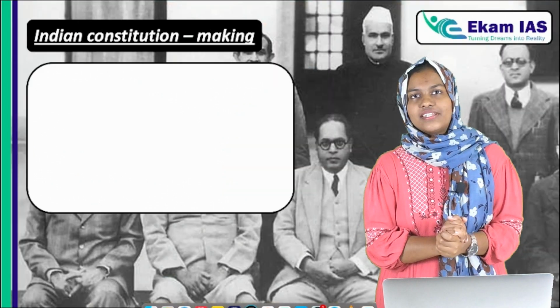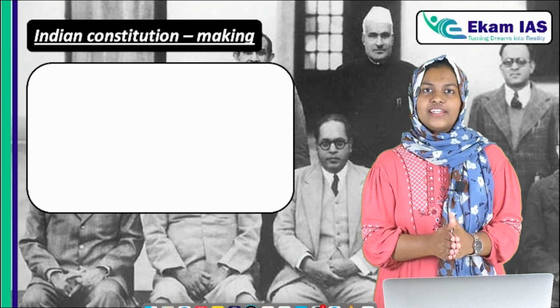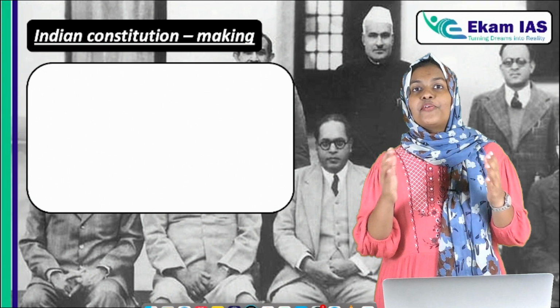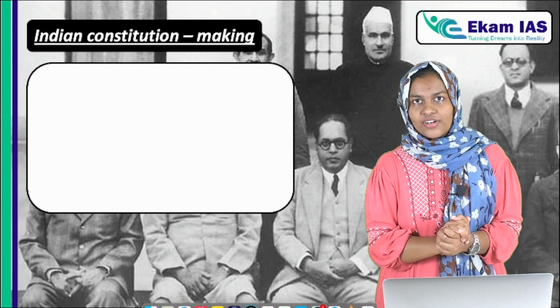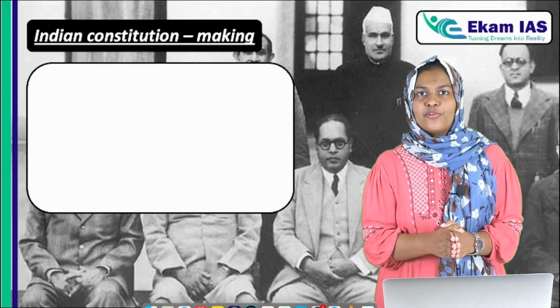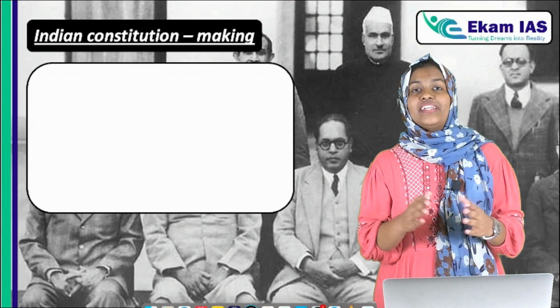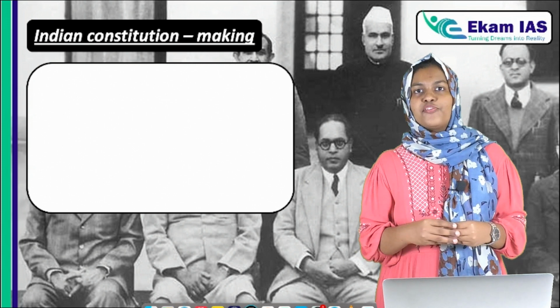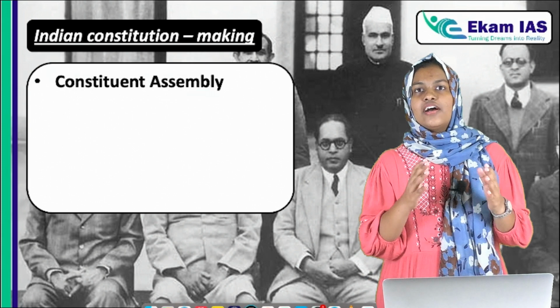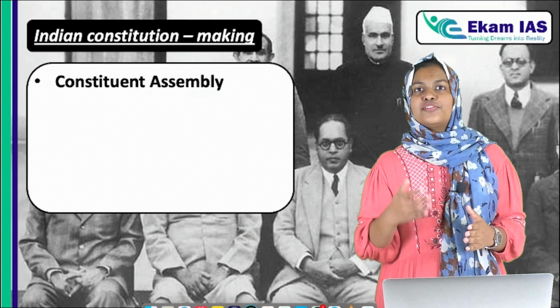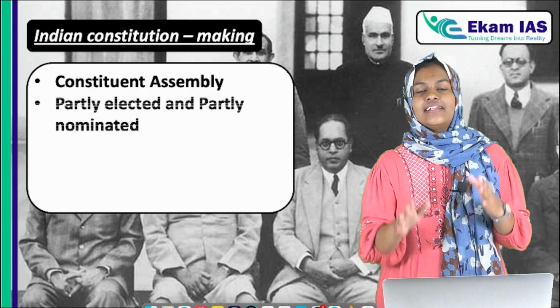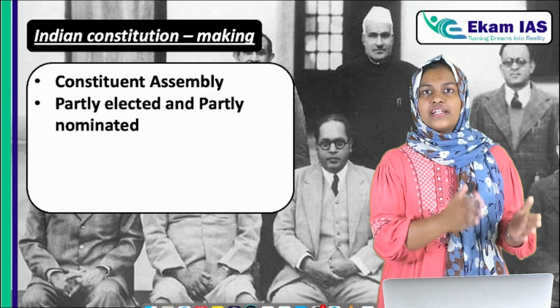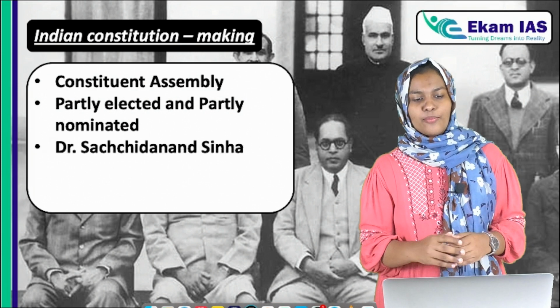Now let's go back to history and see the making of the Indian Constitution. We know that before independence, we were a British colony, and the laws that we followed were British laws. But when India got independence, we had to formulate our own laws. So for that, we established a Constituent Assembly in order to frame our Constitution. And this Constituent Assembly was partly elected and partly nominated.